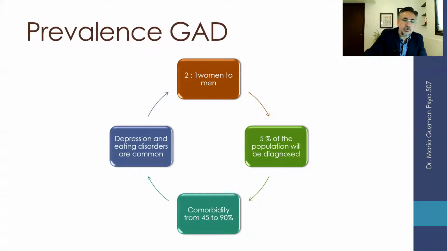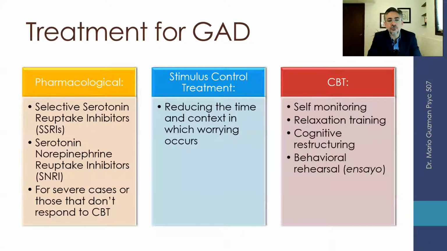Yeah, so what are the treatments? Okay, so some medicines, pharmacological treatments, have proved to be effective, such as the SSRIs, selective serotonin reuptake inhibitors, also the SNRIs, and for severe cases or those that don't respond to CBT, we should be using these medicines, okay?